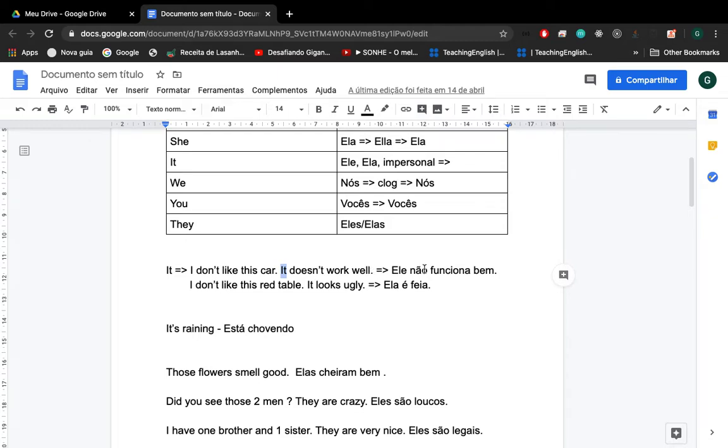In Portuguese, we're going to have to tell the gender. And car in Portuguese is male, so here we're going to have to translate it as "ele." Translating just the second sentence, "it doesn't work well" would be, in Portuguese, "ele não funciona bem." Don't mind these other words because we haven't learned them yet, just focus on the pronoun.